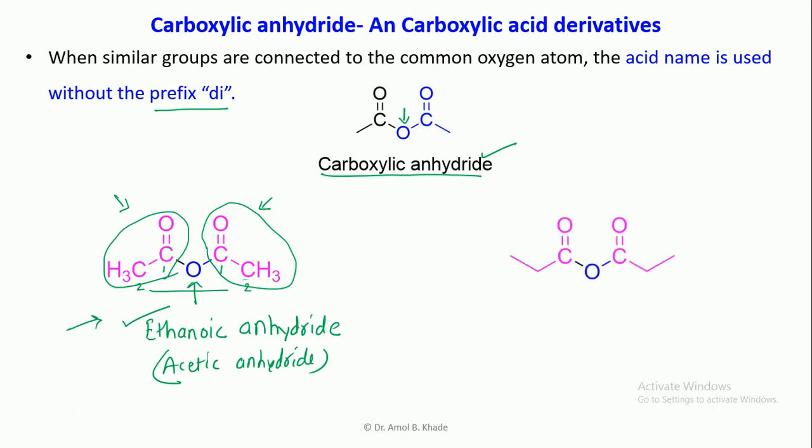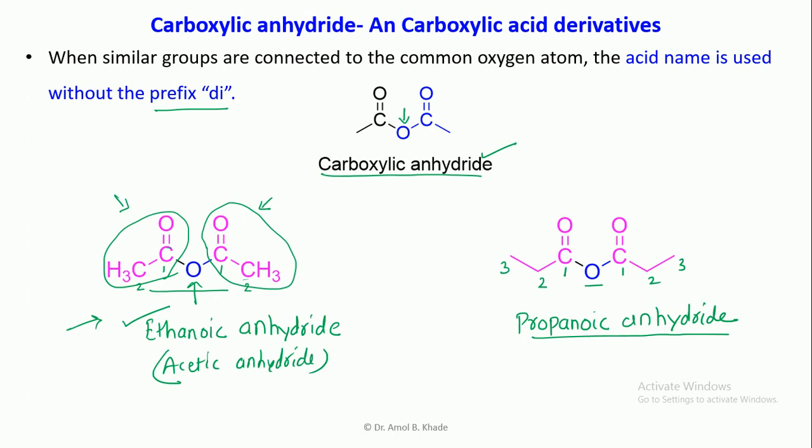Now let's try another compound here. Again this will be 1, 2 and 3, and on the other side also it is 1, 2 and 3. So two similar groups are attached to the common oxygen atom. So again we need not use a prefix di, so it is propanoic. You can use the suffix anhydride to indicate it is a carboxylic anhydride. So it is propanoic anhydride. That is the correct name for this particular structure.